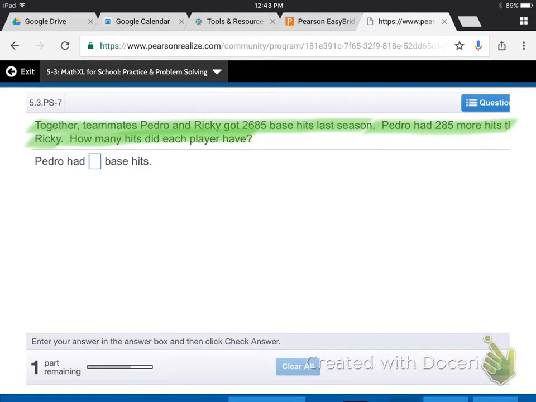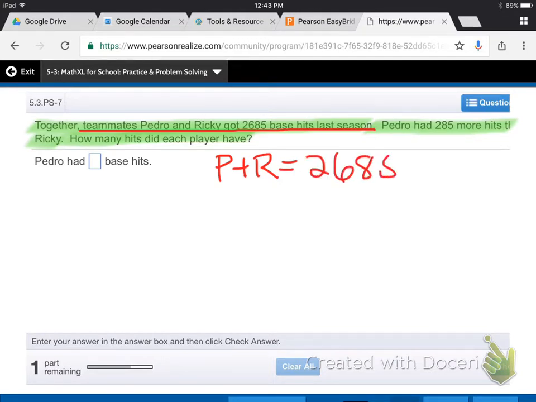Here we go. Let's focus on this first sentence. Pedro and Ricky got 2,685 base hits last season. That means using variables, let's say P for Pedro, easy, plus R for Ricky's base hits. Pedro's base hits and Ricky's add up to 2,685. There's one equation. Now the other equation is that Pedro had 285 more hits than Ricky. So Pedro's total of hits is equal to Ricky's number of hits plus 285.